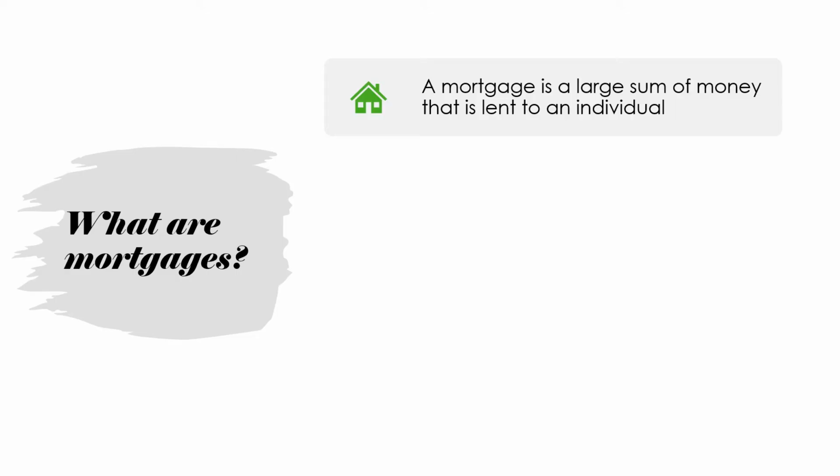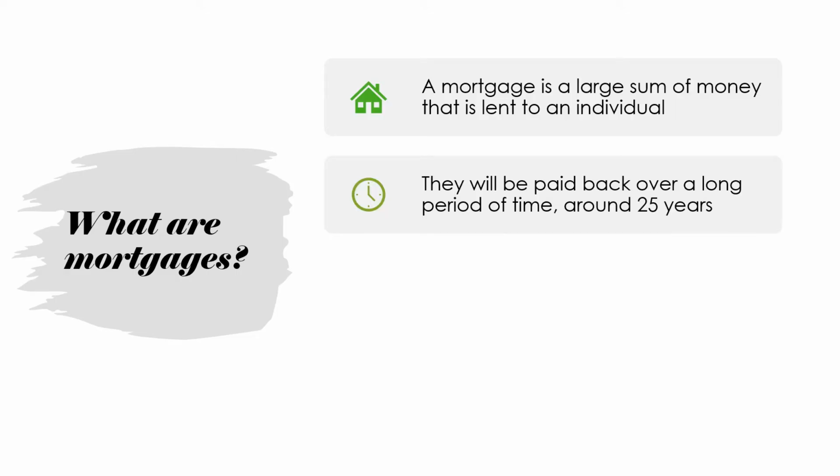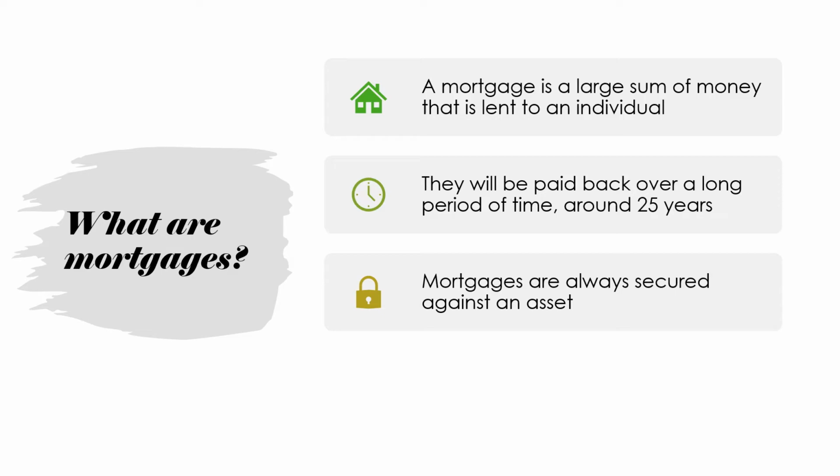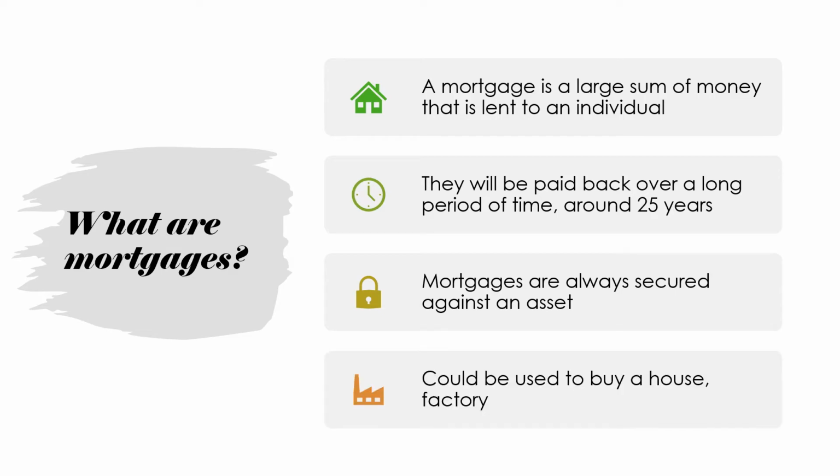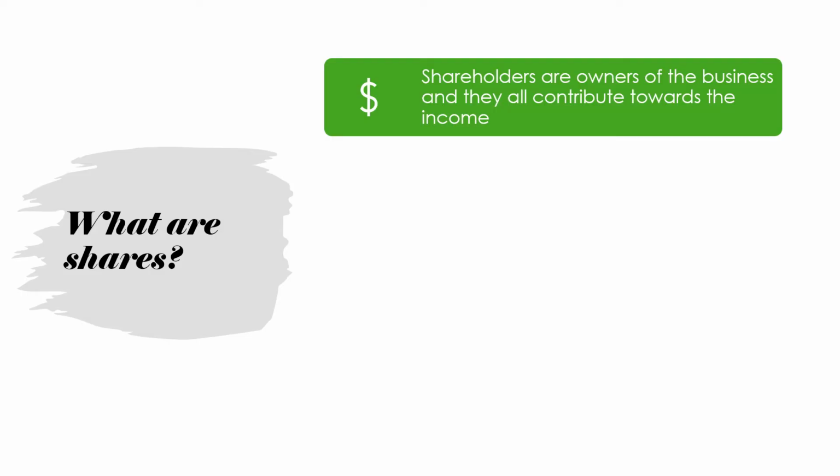A mortgage is a large sum of money that is lent to an individual. They will be paid back over a long period of time, around 25 years. Mortgages are always secured against an asset, for example, a house, and it could be used to buy a house or a factory, etc. What are shares?